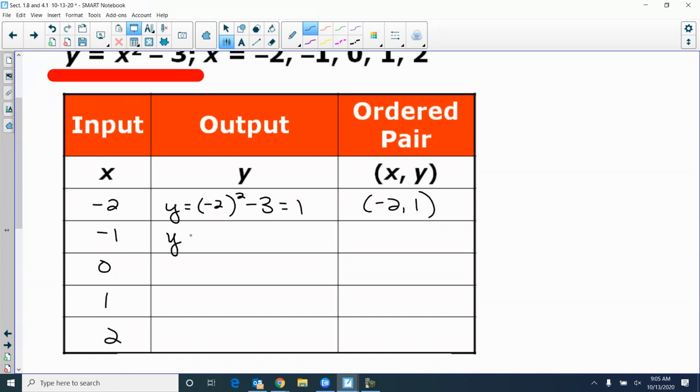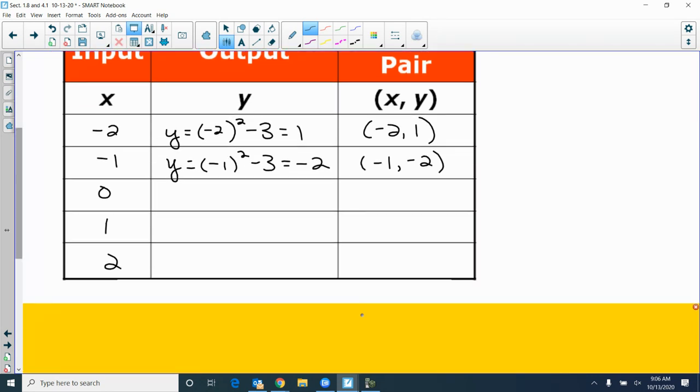Y equals, now plug in -1 squared minus 3. What's (-1) squared minus 3? Okay, hold on. It's -2. So put -2 underneath that y column. Plug in 0. Now, if it's a positive number, putting it in parentheses will never, ever hurt it. It won't give you the wrong answer, but you don't need it. It's not absolutely necessary.